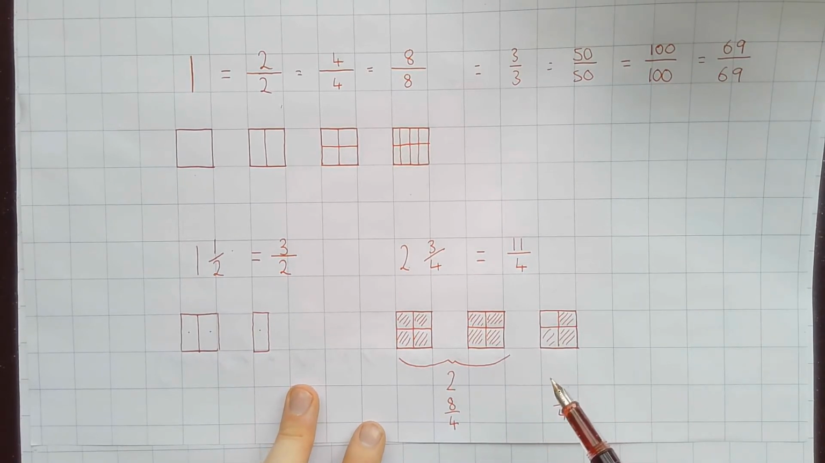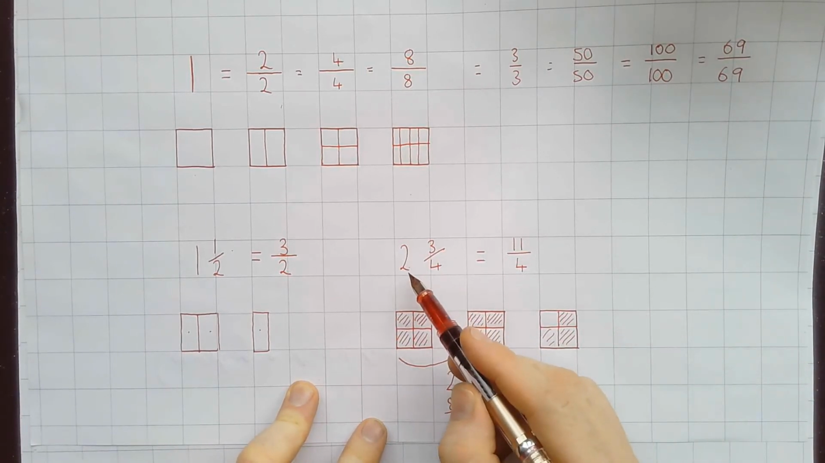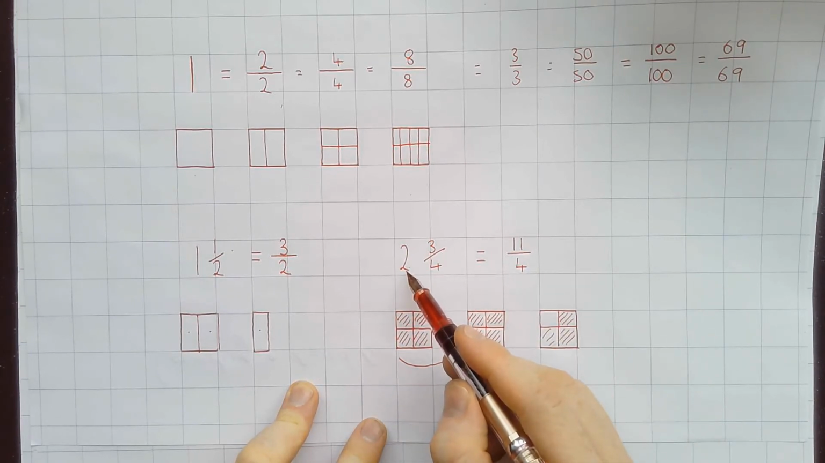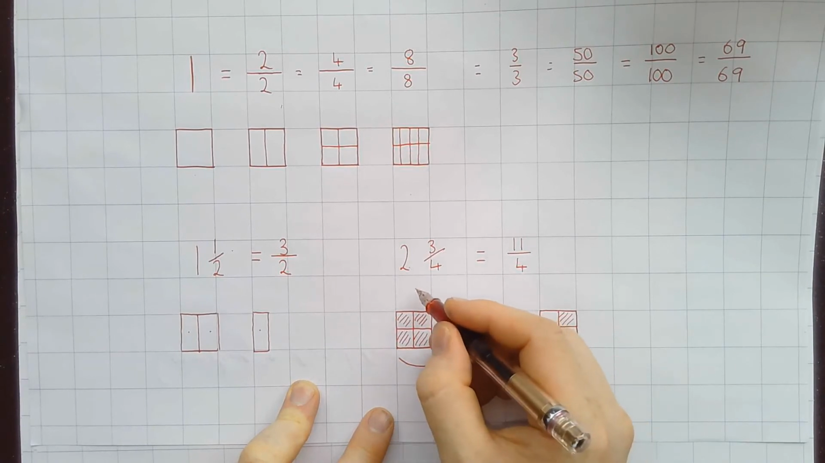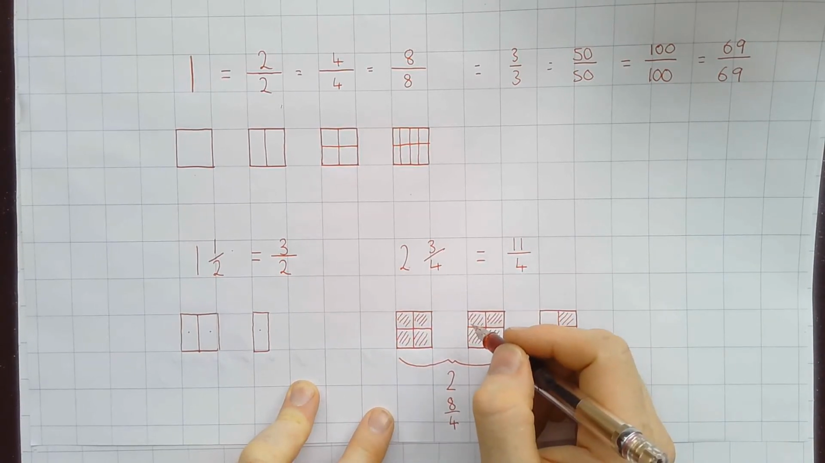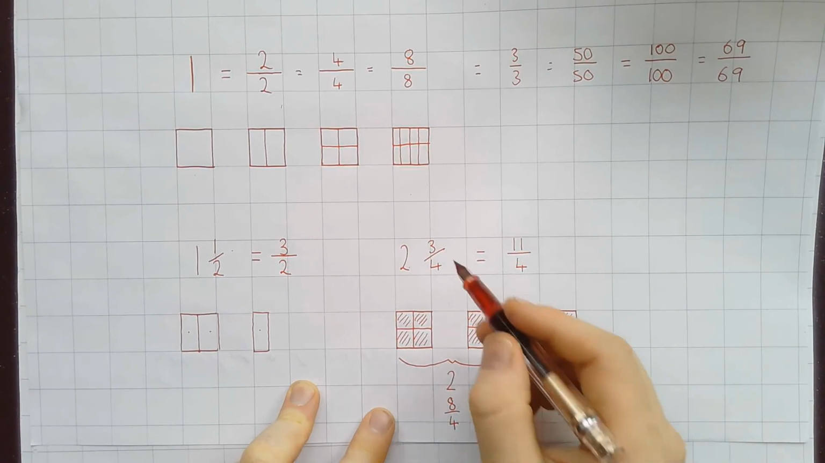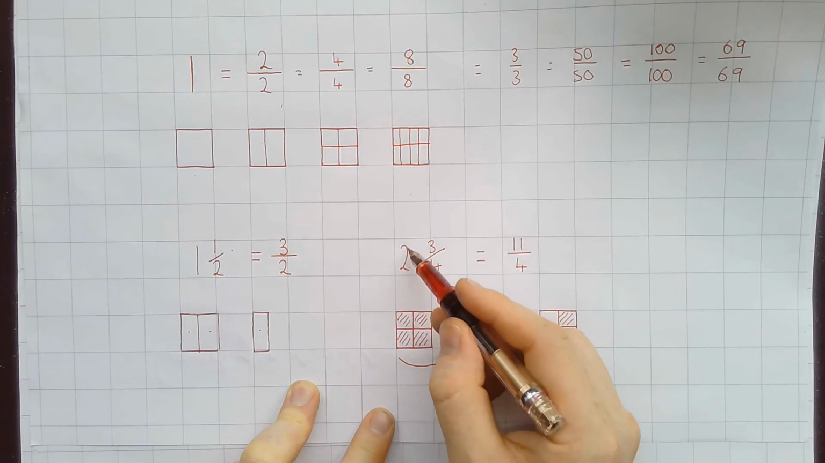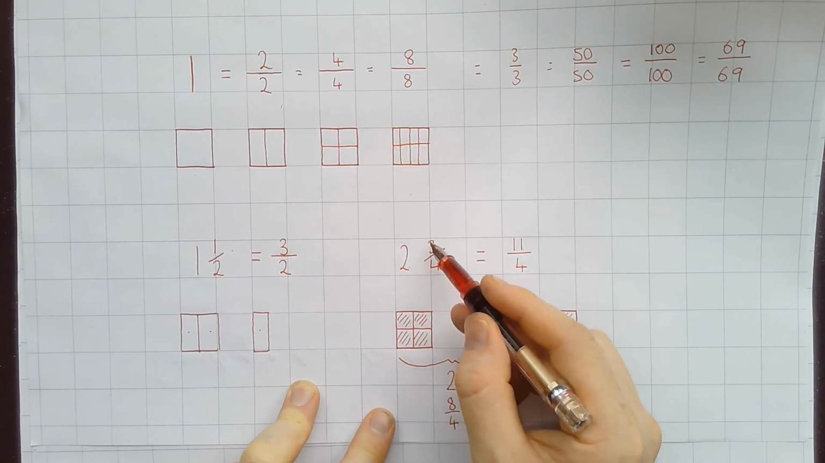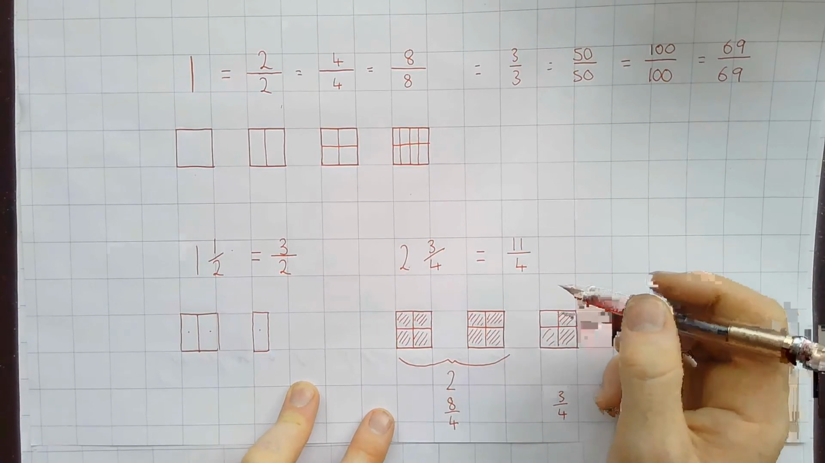So what did we do to find out how many quarters there were? Can we do it without drawing models to help us? Yes, we can. So 2, we want to know how many quarters are in 2. Well, it's 2 lots of how many quarters are in a whole. How many quarters in a whole? Well, the denominator tells us 4. So that is 2 times 4. So it's 2 lots of the denominator. And then we have our numerator as the amount of quarters on top of that. So we have 2 lots of 4 plus 3 quarters. So that is our 11 quarters.